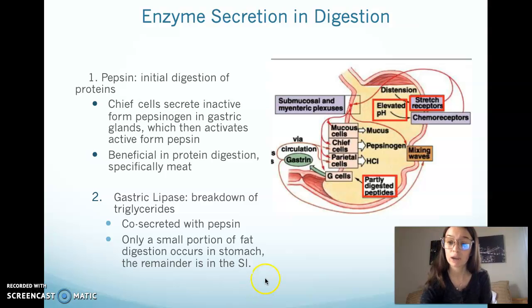So if you look at the diagram on the right-hand side, here again, it just reinforces the idea of distension with the stretch receptors and the pH being elevated from the gastric juices that we had mentioned before. And then there's a feedback mechanism with chemoreceptors coming down to the myenteric plexus. And then we have all of our cells and what they're secreting in the stomach. Mucus cells doing mucus, which is also helping to protect us against any ulcers. Chief cells secreting pepsinogen, and parietal cells secreting the gastric juice hydrochloric acid.